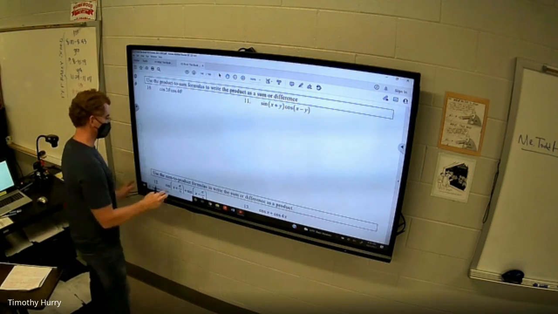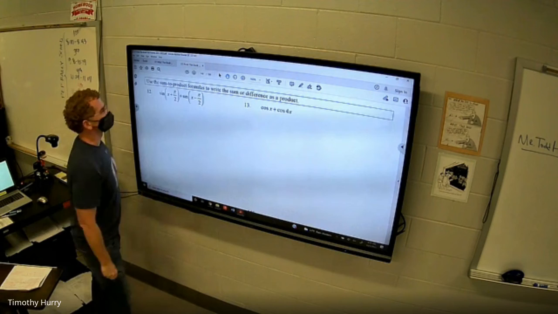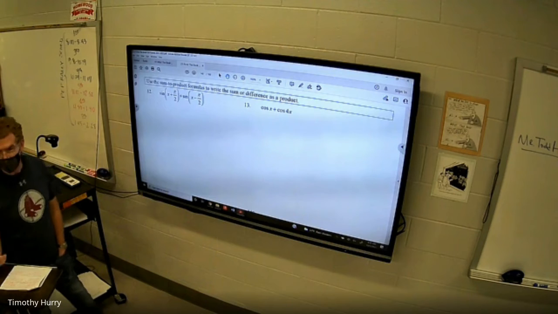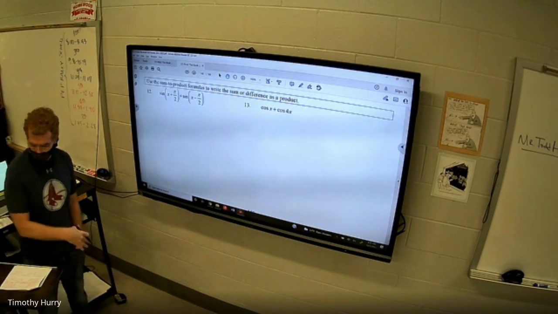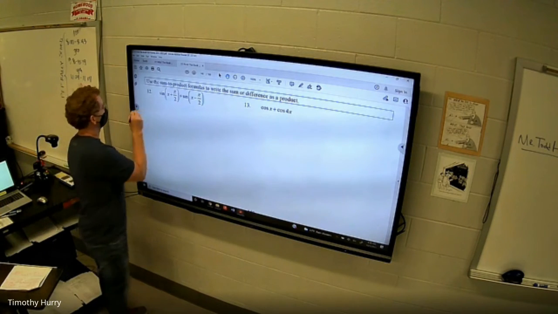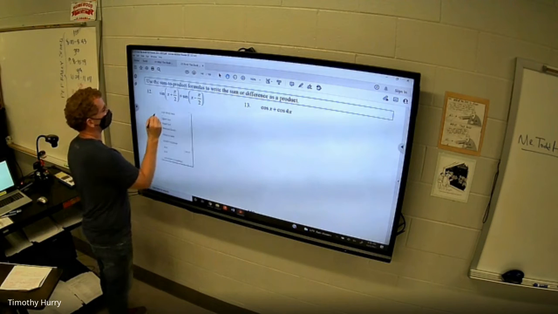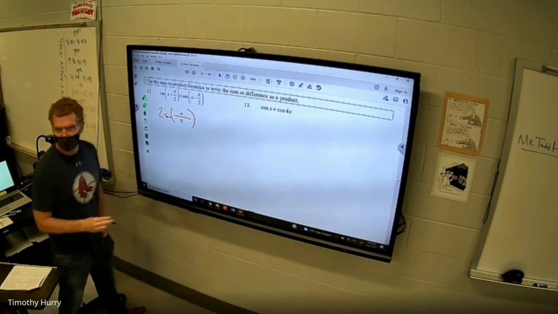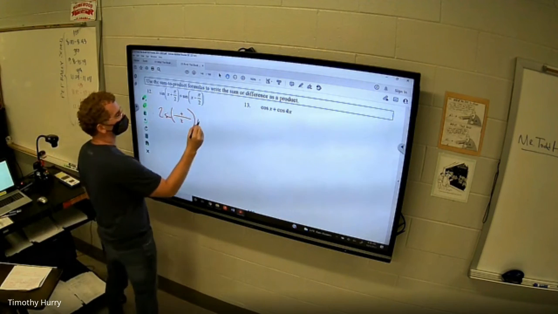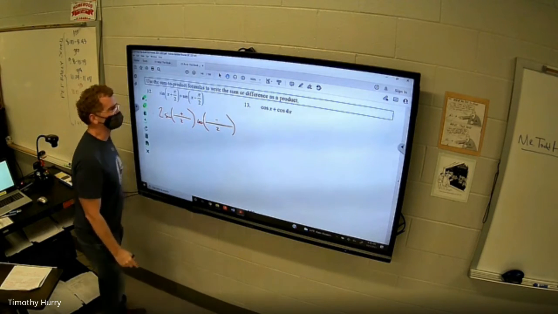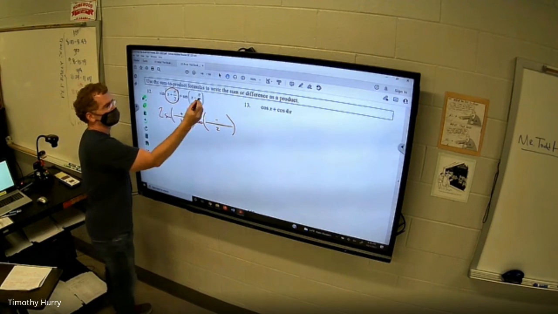Numbers 12 and 13. Use the sum to product to write the sum or difference as a product. So if you have a sine of a blah plus another sine of a blah, what identity am I using? So I got 2 sine of x plus something over 2 times the cosine of the something minus something over 2. And my somethings are that and that.